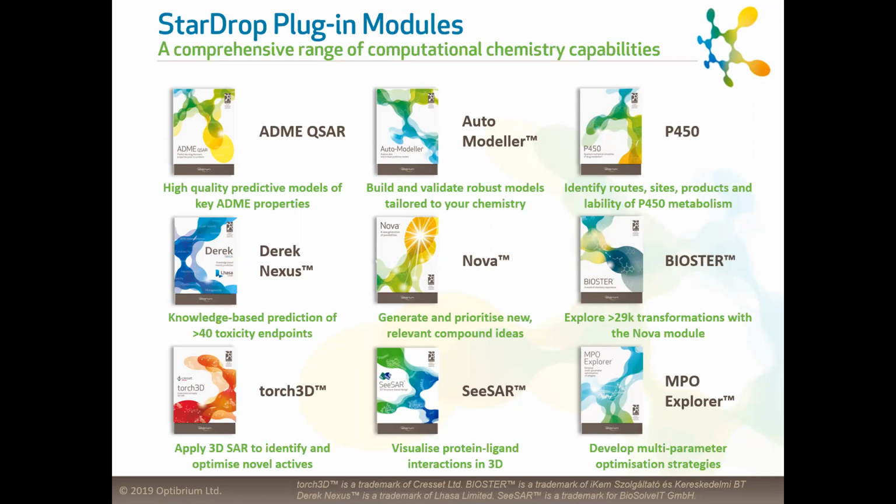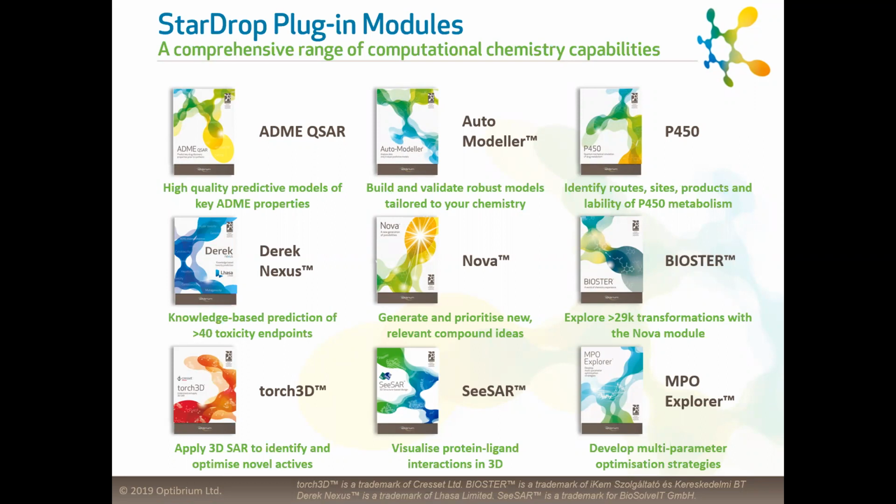And the last module to mention is StarDrop's MPO Explorer. This really takes the concept of probabilistic scoring one step further. Quite a common question we get asked is, I can create scoring profiles, but how do I know what the right profile to use might be? And of course, what the right profile is is quite a complex question.